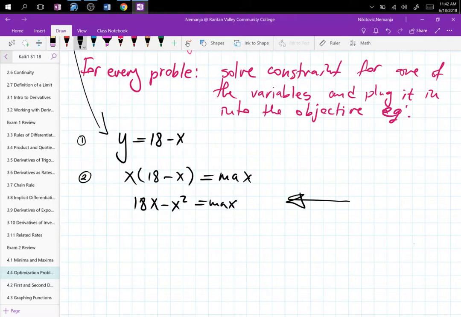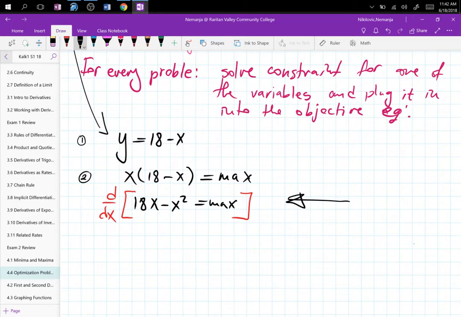Where do min and max occur? At critical points. How do you find critical points? Take the derivative and set it equal to 0. Great. So look, as soon as you take this derivative now, you see that this max is going to be 0.